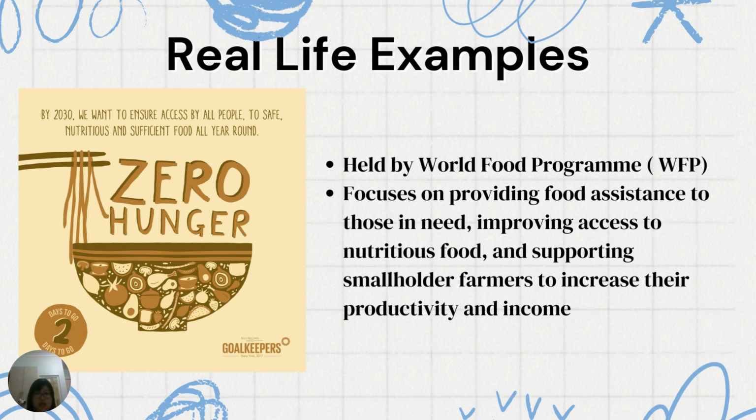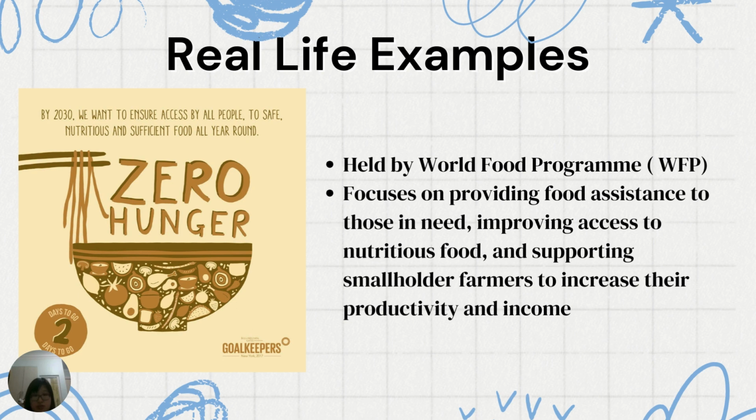Next, here are some real-life examples. Here we come to our first real-life example. This is the advertisement and poster of the Zero Hunger setup. They have set the title that by 2030 we want to ensure access by all people to safe, nutritious and sufficient food all around. This activity has been held by the World Food Programme (WFP).